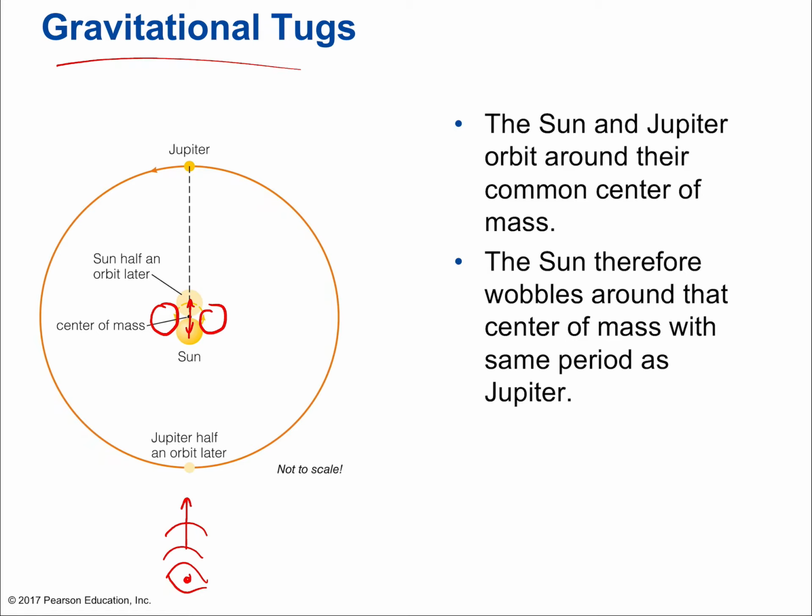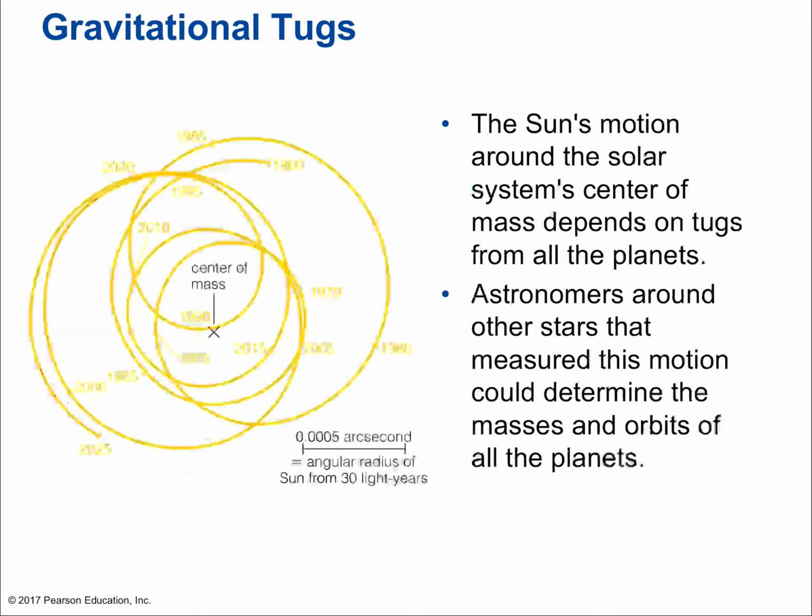All right? So the sun and Jupiter orbit around their common center of mass. Okay? The sun therefore wobbles around that center. Okay? Here's the complicated wobble from all of the planets. All right? And this is the kind of thing that astronomers are going to have to deal with and are dealing with for planets around other stars that have more than one planet, which are most other stars. Okay? So, but it's around our own sun. It's quite fascinating, and this is again a combination of all the planets.